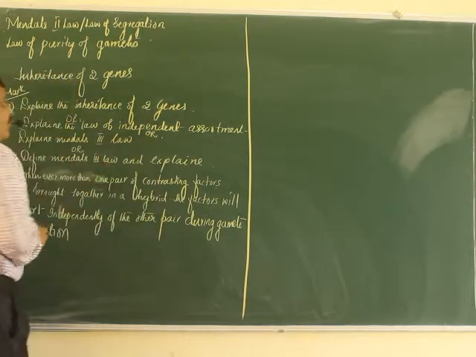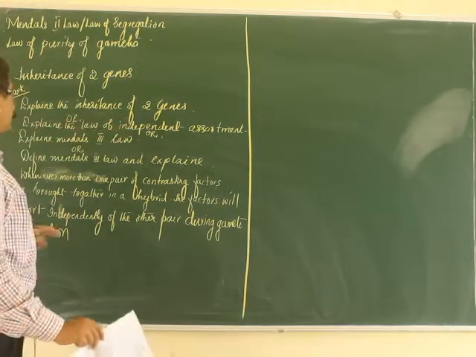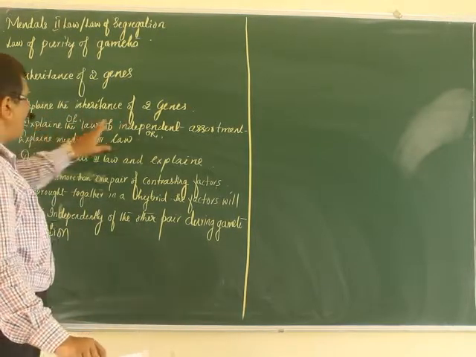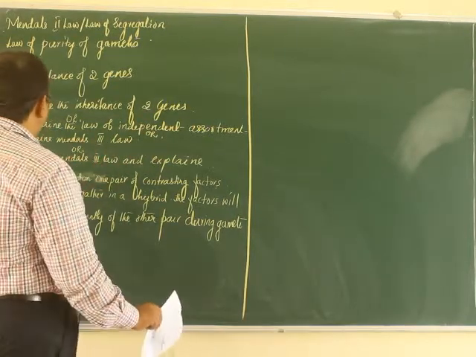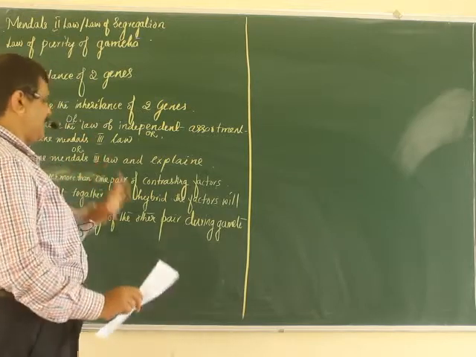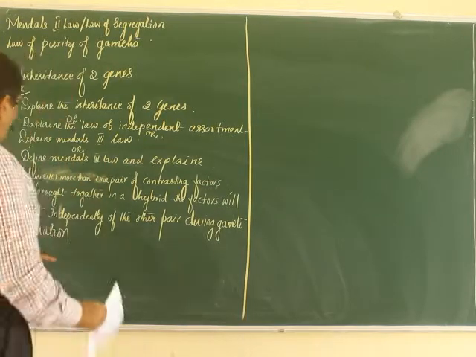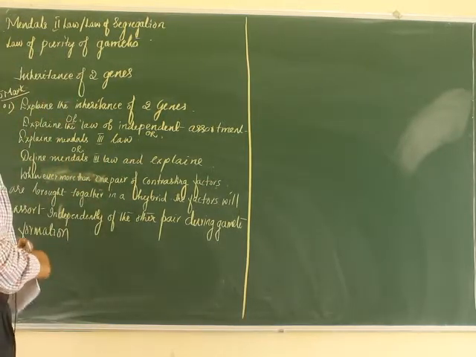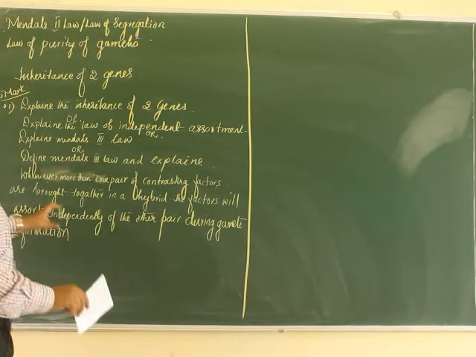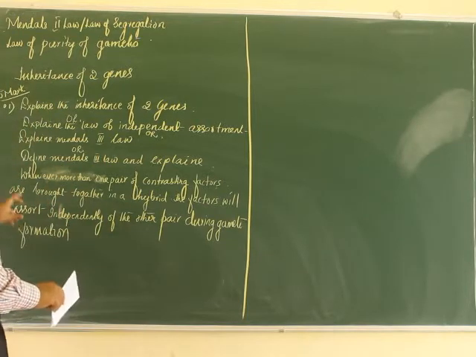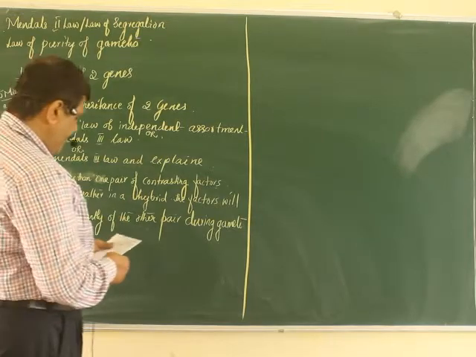So 4 types they can ask this question. One is, explain the inheritance of 2 genes, or explain the law of independent assortment, or explain Mendel's third law, or define Mendel's third law and explain. For this definition, definitely they keep 1 mark. Whenever more than one pair of contrasting factors are brought together in a hybrid, the factors will assort independently of the other pair during gamete formation.